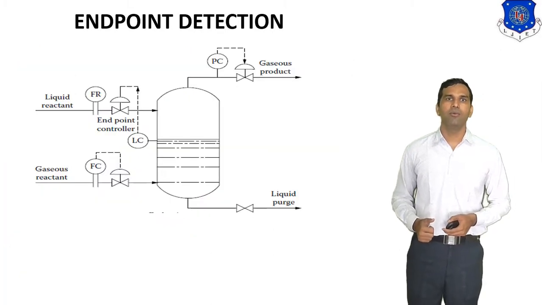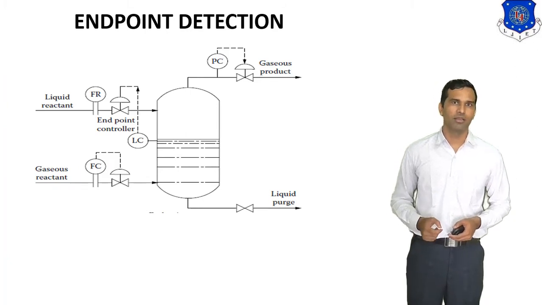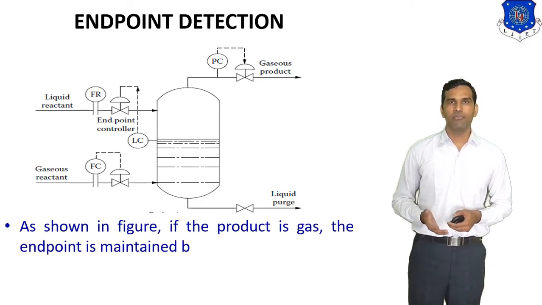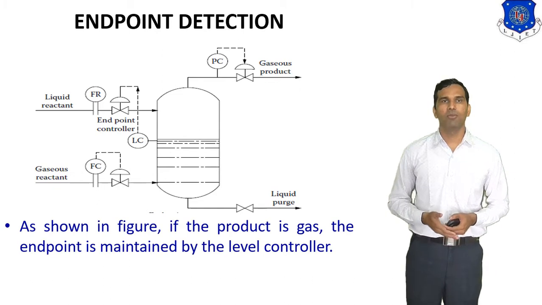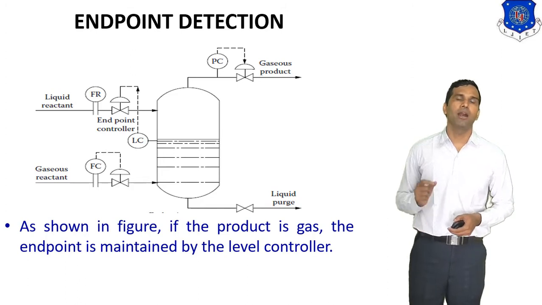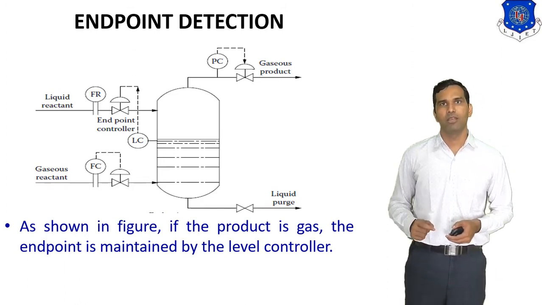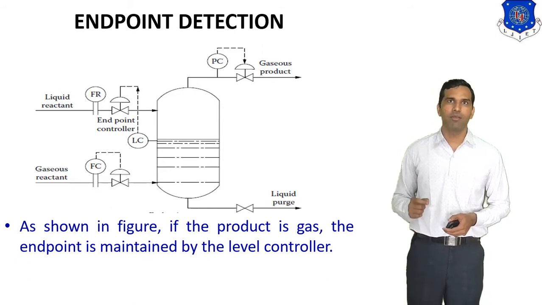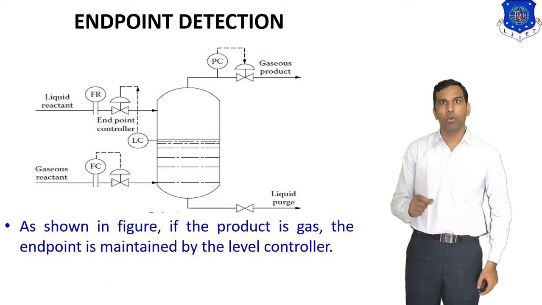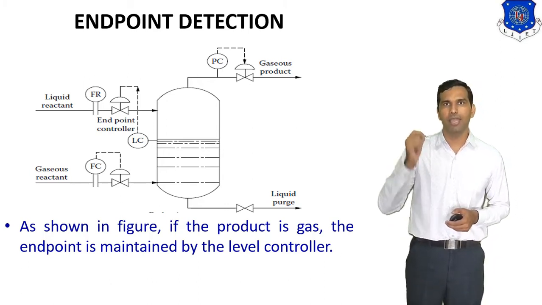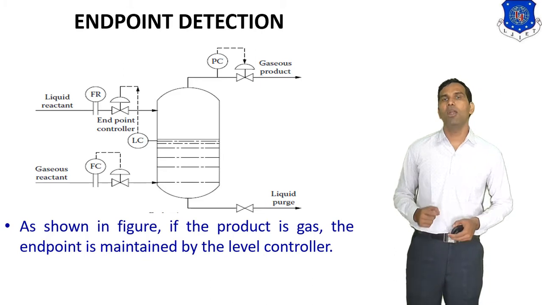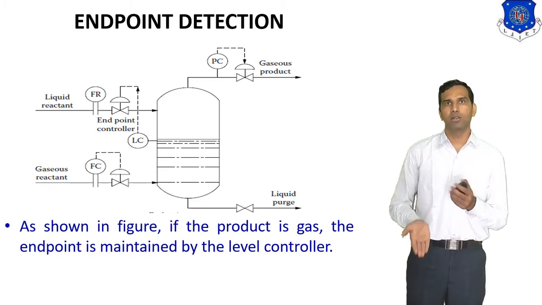Now, on the other hand, this is the second figure. Here our product is gas. See here, the same figure that we discussed in the previous section, with two reactants, one in the form of liquid and another in the form of gas. Now here the product is changed. In the previous slide the product was liquid, and now the product is gas. So as shown in the figure, if the product is gas, the endpoint is maintained by the level controller.